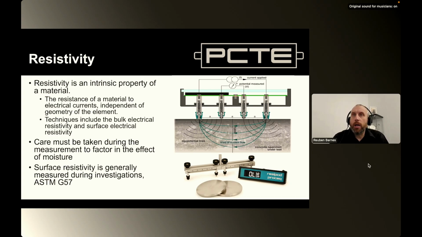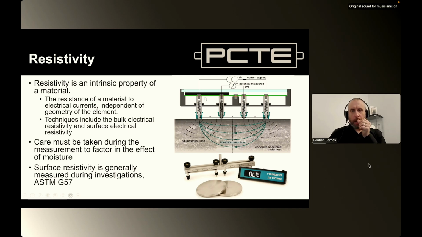The first thing that I'll highlight here, and I'll need to highlight it several times, is the effect of moisture on the reading. It's highly affected by moisture, okay? And so we need to get a handle on the moisture state of our structure when we're taking this measurement. It is going to directly affect the results that you get, and you need to understand what's going on. There is a standard for surface resistivity, ASTM G57. Yet again, we don't have too much guidance from Australian standards when it comes to the measurement.